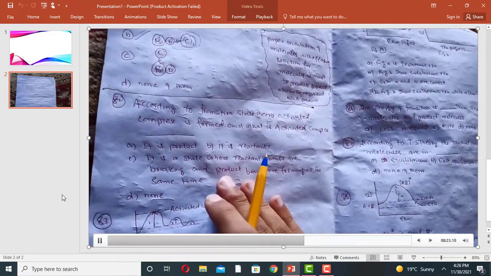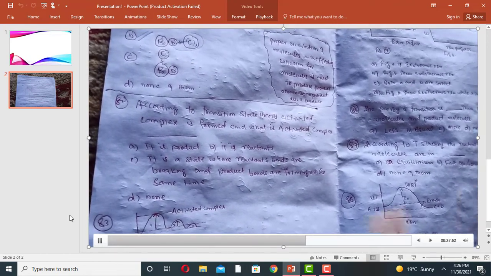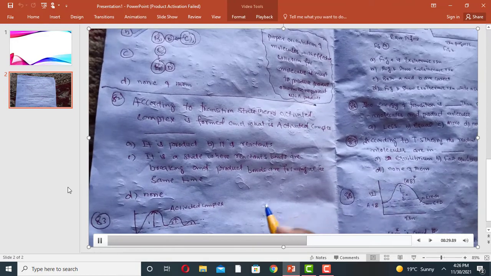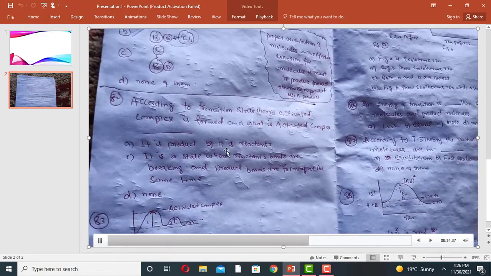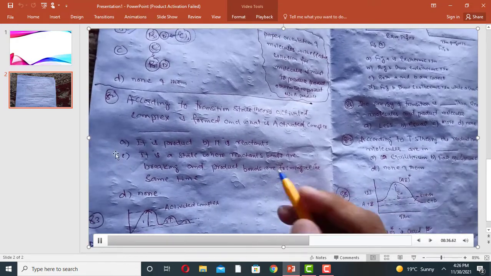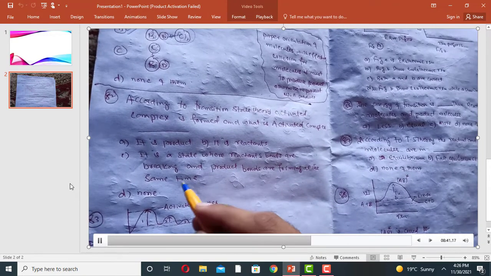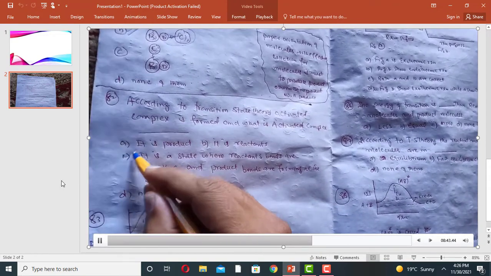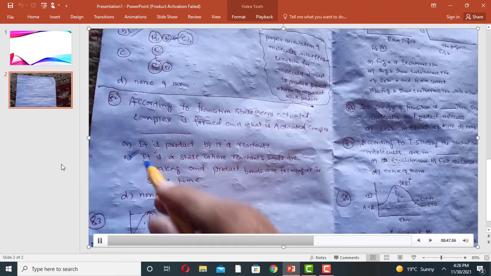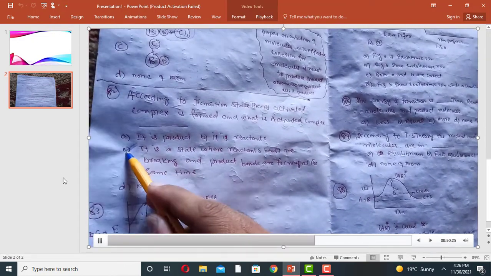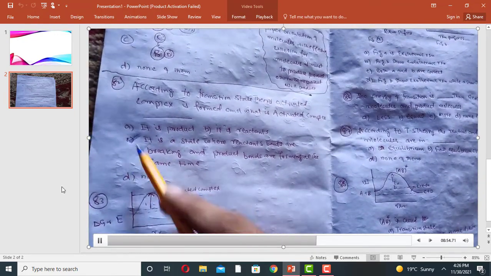According to transition state theory, an activated complex is formed. And what is an activated complex? It is a state where the bonds between the reactant molecules are breaking and, at the same time, the bonds between the product molecules are forming. This is the correct option.